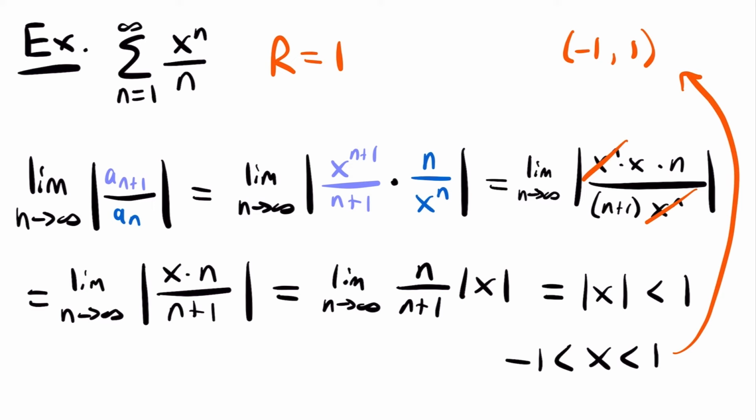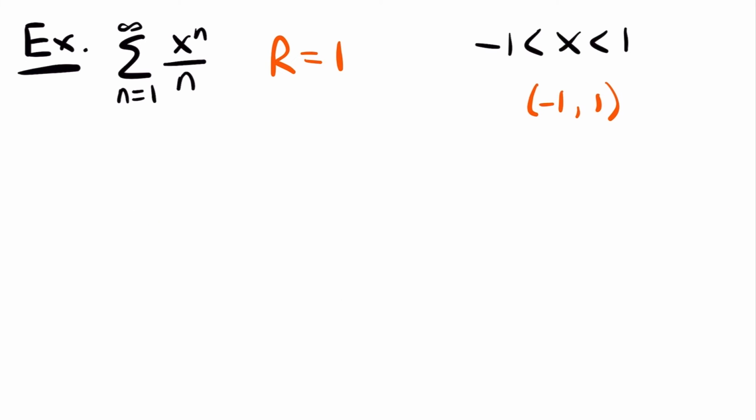All right, and so if I clean up my work, let's start by checking x equals negative 1. Here's how we're going to check that. We are going to look at this series where x is equal to negative 1, right? So we would have the sum from n equals 1 to infinity of (negative 1) to the power of n divided by n. We just replace x with negative 1, and now we have a series that we can determine the convergence or divergence of.